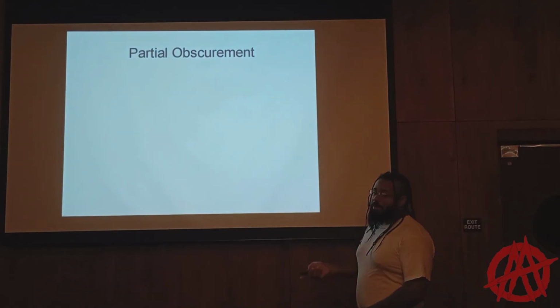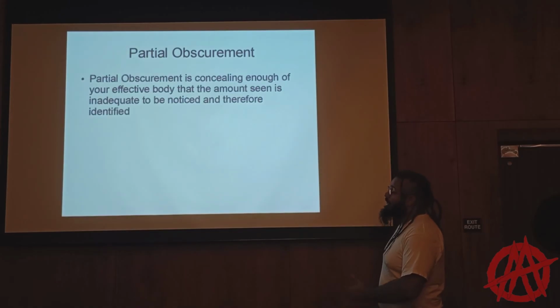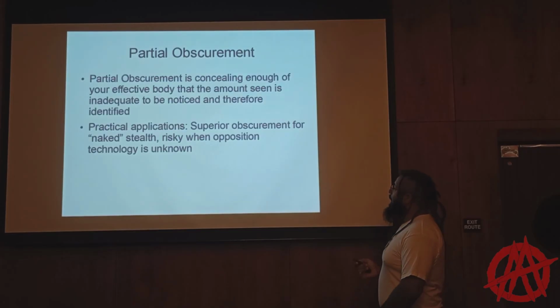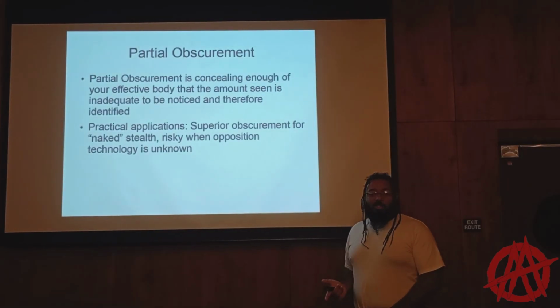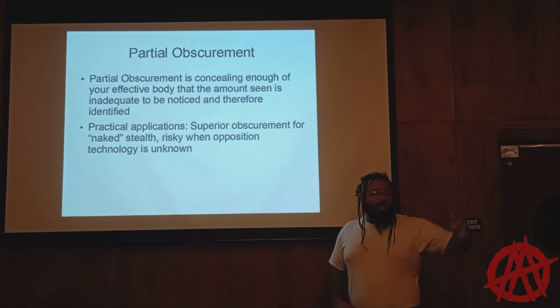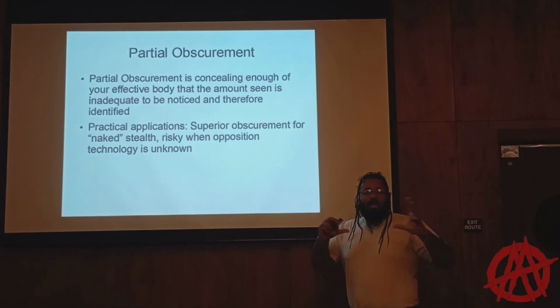Okay, partial obscurement, pretty much went over it. Partial obscurement is concealing enough of your effective body that the amount seen is inadequate to be noticed and therefore identified. Practical applications again: superior obscurement for naked stealth. If it's just you with your bare eyes sneaking past somebody else with their naked eyes, partial obscurement is better. If there's a wall or a thick bush, obviously you don't want some thin bush where your legs are fully exposed. But a thick bush.